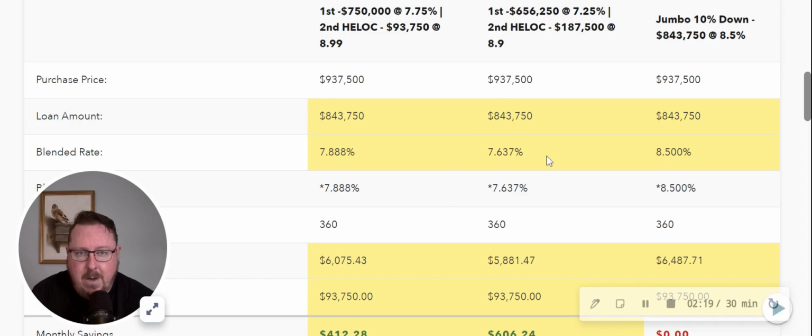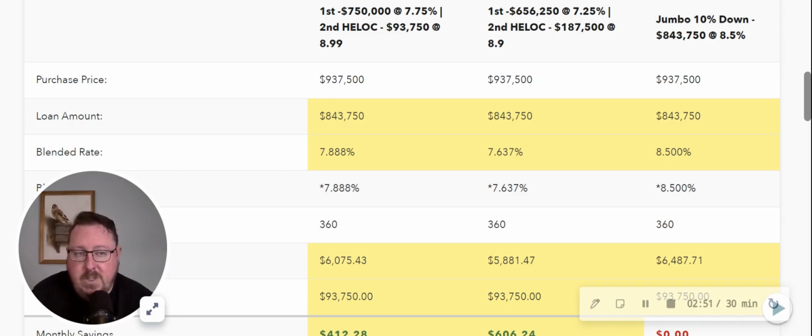So you can see in this second column here, a first mortgage at $656,250, and 7.25% would be the rate on that. And then the same 8.99% rate on the second mortgage. Again, $843,750 on a $937,500 purchase price here. And our blended rate actually goes down to 7.637%. And you can see that the monthly payment goes to $5,881.47.